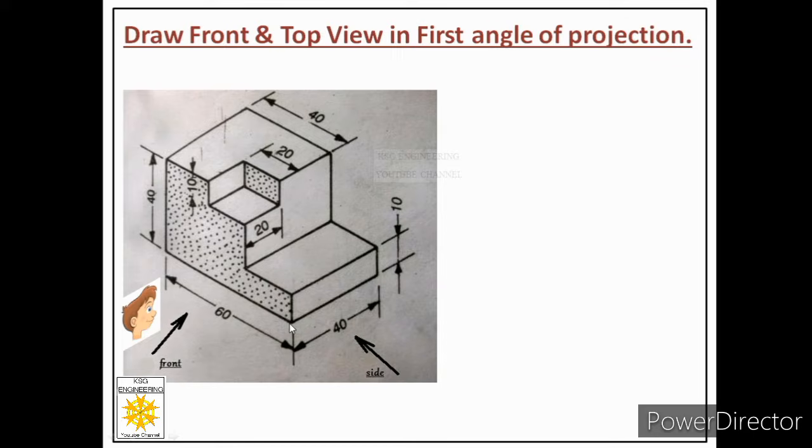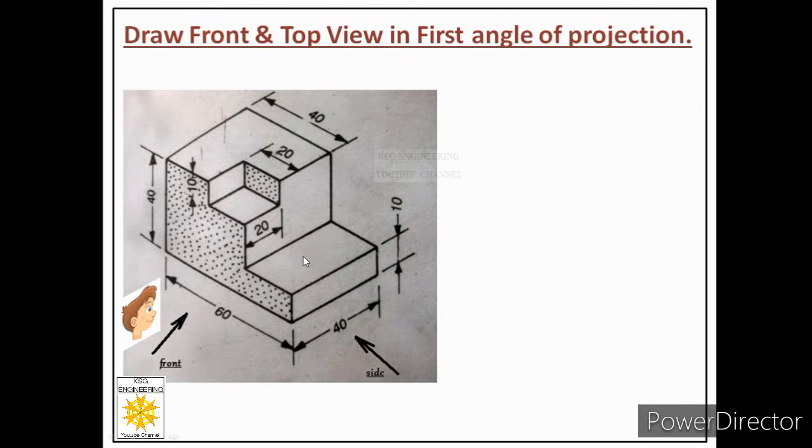So this should be very clear to you that whenever the observer looks at any particular object, then any dimension from left to right of the observer will be the length of the object. Any dimension in the upward direction is the height of the object, and any dimension moving away from the observer is the width of the object. Okay, so this should be clear to you. Now we will start with the front view of this object first.